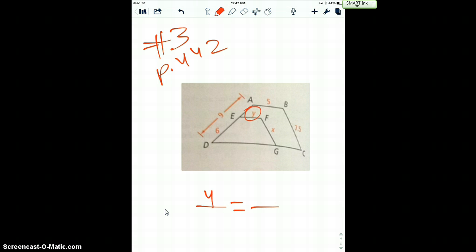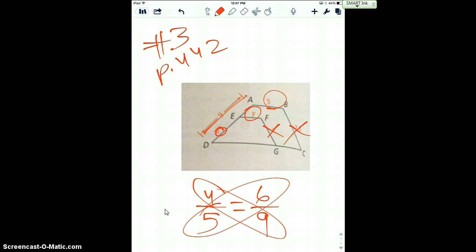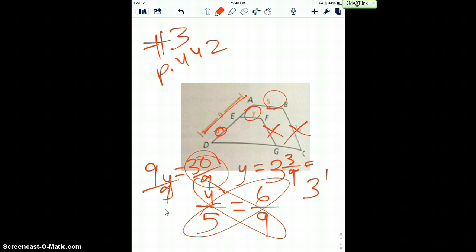And I want y in there, and y corresponds with 5. And then I don't want to choose x, because that's a variable, so I'm not going to use 7.5, meaning I'm going to have to choose 6 corresponds with this whole side, which is 9. And then I would solve that proportion. The means are equal to the extremes. Products are, so 9y equals 30, divide by 9, and y equals 30/9, which is improper, which is 3 and 3/9, which is 3 1/3. Done. 3 1/3. All right, got it.